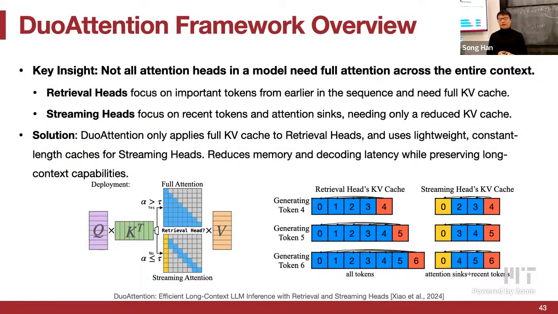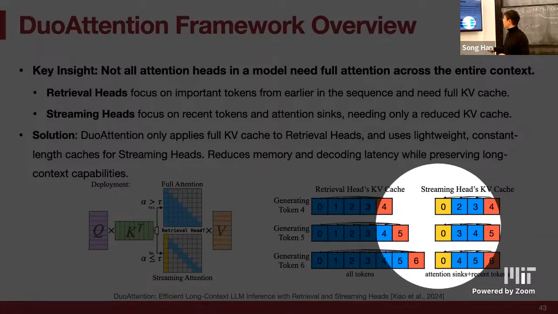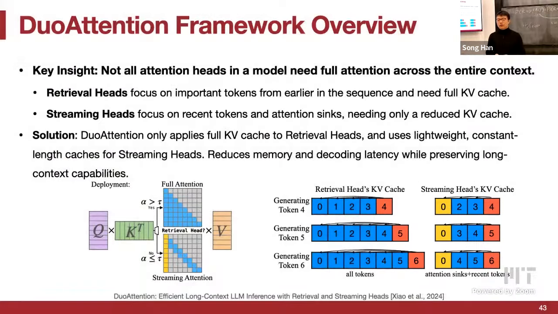The other kind is the streaming head, which only focuses on the recent tokens and the attention sink tokens. It only needs a very small KV cache. The size equals the number of attention sinks, which is roughly 4, plus the recent tokens, which is constant. No matter how long your conversation goes, the attention window of the streaming head stays the same. So the dual attention solution basically applies the full KV cache to the retrieval heads and uses a very lightweight, constant size cache for the streaming heads.